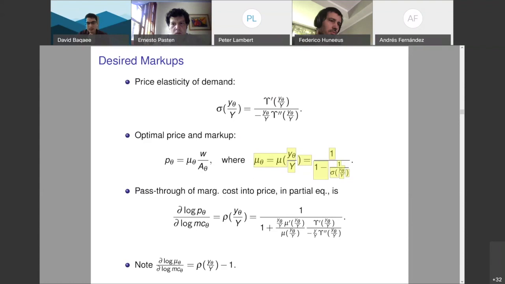The final statistic that I need to keep track of is the pass-through of marginal cost into the price in partial equilibrium. And this is desired pass-through. So this says, if I change your marginal cost by 1%, by how many percent do you want to change your price? And that's some number, but it's a number that depends on size. And so we're going to call it rho, and we're going to index it by the fact that it's a function of size. Now, in a CES model, this thing is always equal to 1. But in this model, it's not equal to 1. It's going to vary as a function of the firm size.